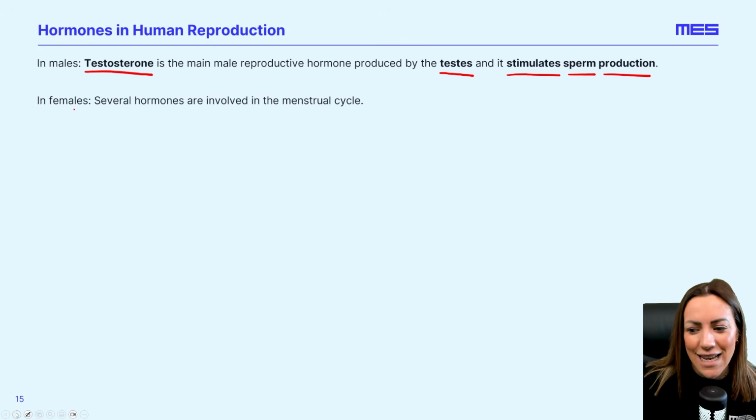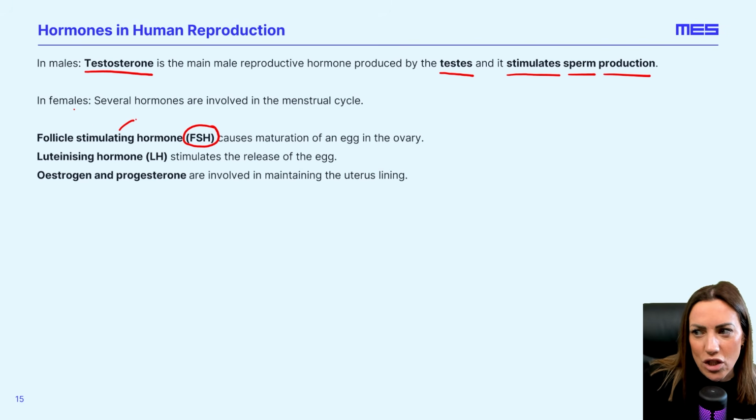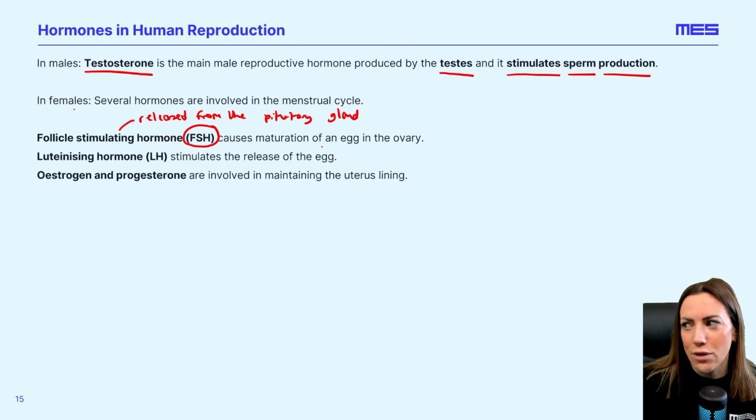But in females, there are several hormones that are involved in the menstrual cycle. So let's go through them. We've got follicle stimulating hormone, which at GCSE, do not worry, you can just call it FSH. And FSH causes eggs or follicles to mature in the ovaries. Now, you should already know from what we've just done that follicle stimulating hormone, or FSH, is released from the pituitary gland in the brain. Okay, and it causes eggs or follicles to mature in the ovaries.